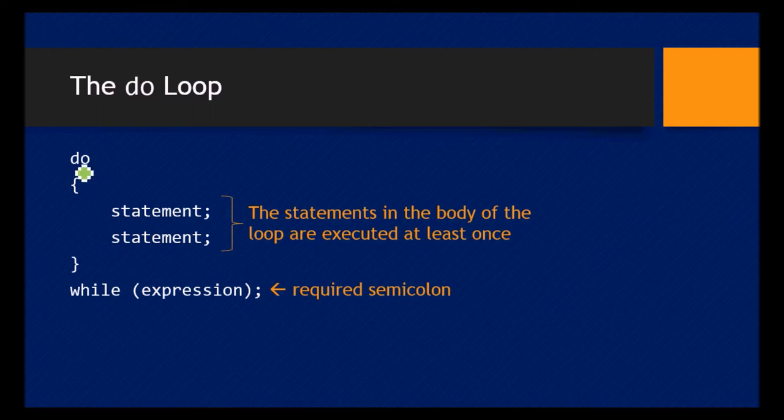But here's the syntax. Do, braces if you have a compound statement. And then the word while is reused. The expression loops while true. You do need the semicolon. And it loops back up. And it exits when the expression is false. So that's what the do loop looks like.